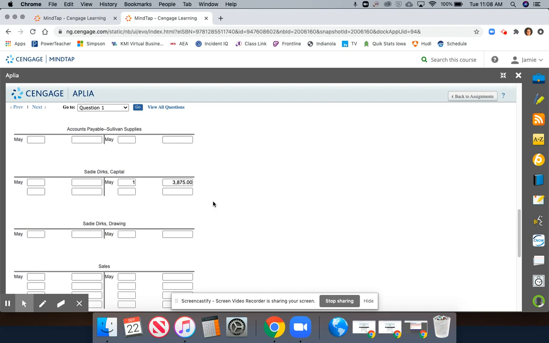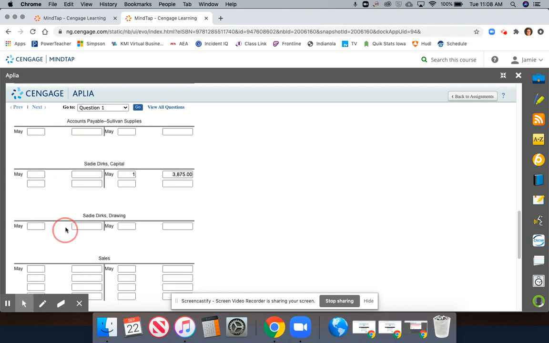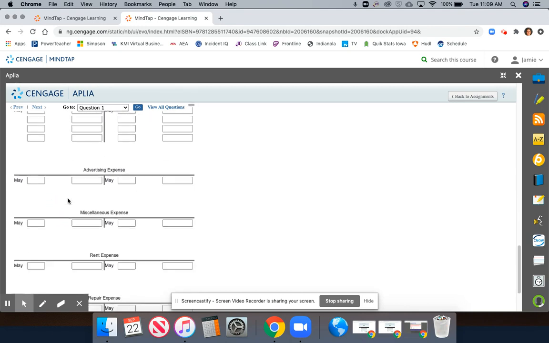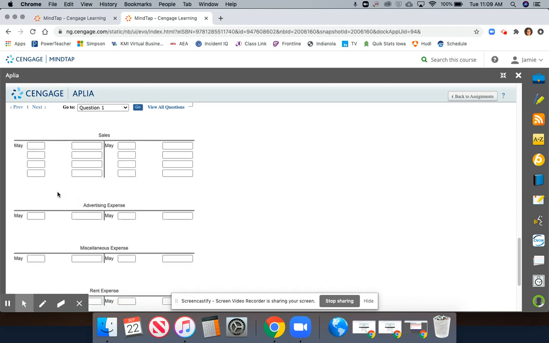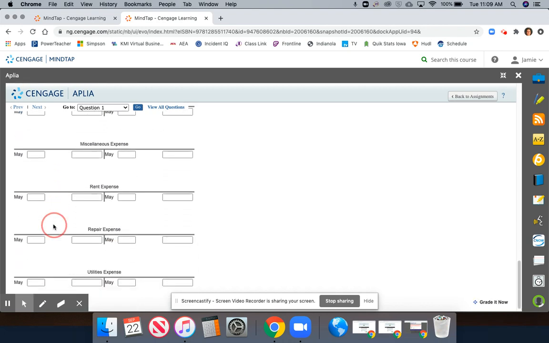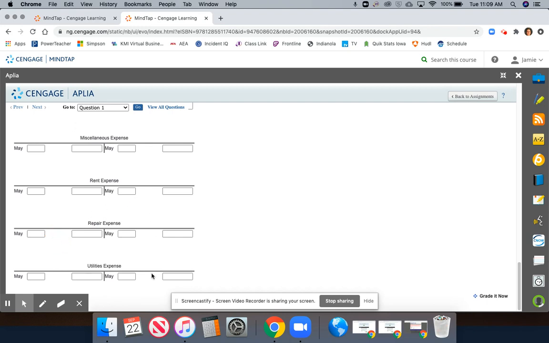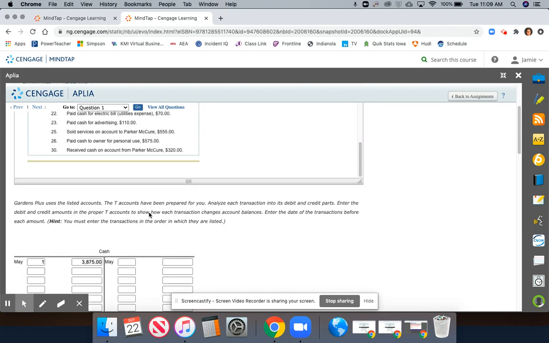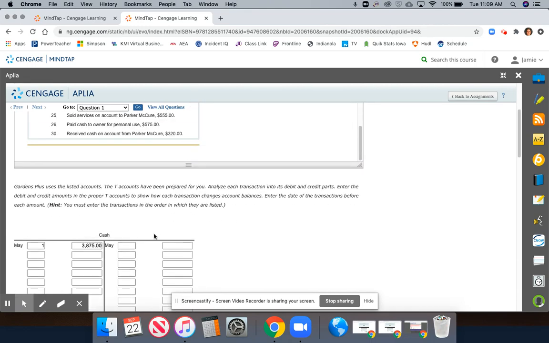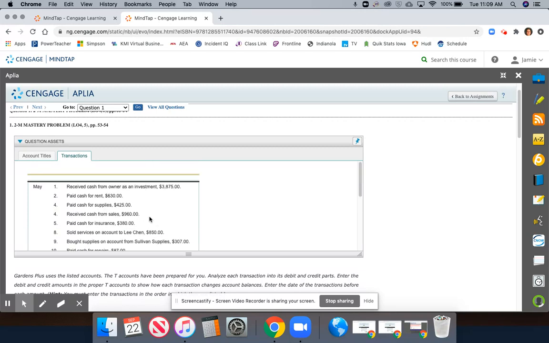Just some tips here. Remember, for our owner's equity accounts, our specials, you will only use the credit side of the capital. So you won't use anything over here on the debit. For drawing, you're only going to have the debit side. Sales, you're only going to use these credit boxes. And then for all the expenses, you will only have numbers in the debit. So you will have some blank boxes in some of these accounts. The only one for sure that you're going to need to use all the cash ones. So let's do the next one.